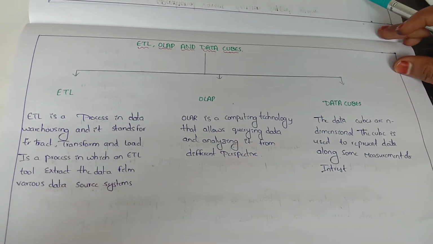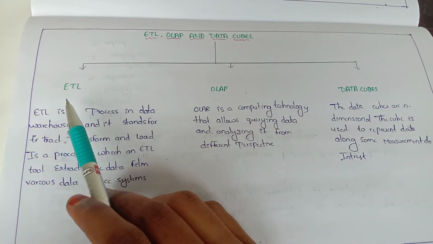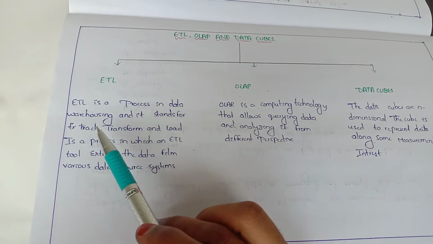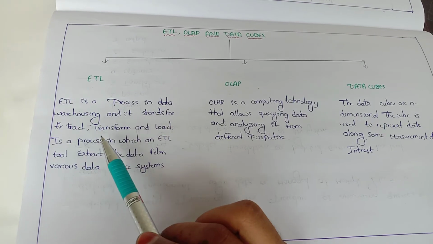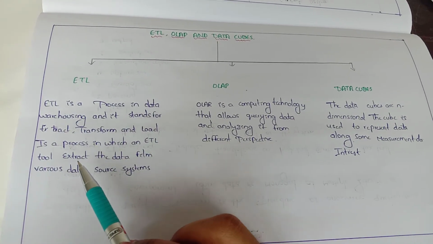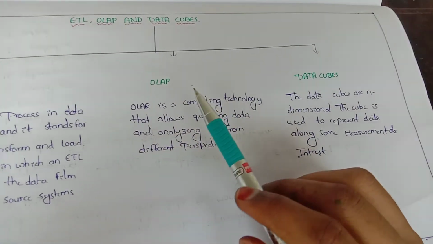And the next topic is ETL, OLAP, and data cubes. First, we have to discuss ETL. What is ETL? ETL is a process in data warehousing. It stands for extract, transform, and load. It is a process in which ETL tools extract data from various data source systems.